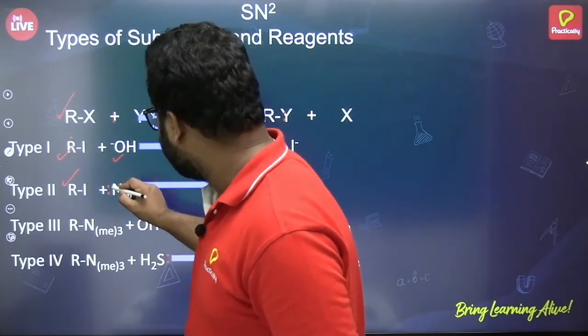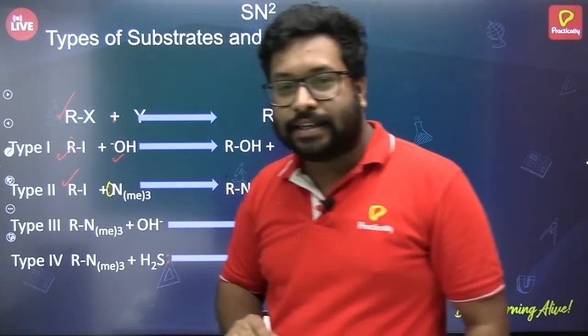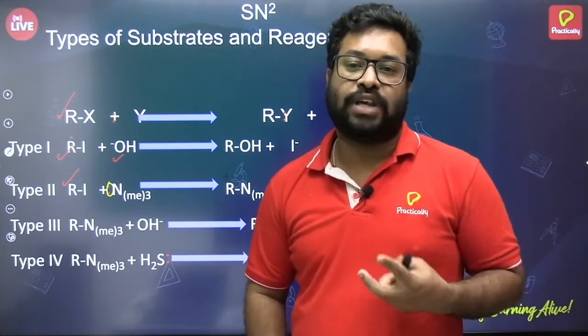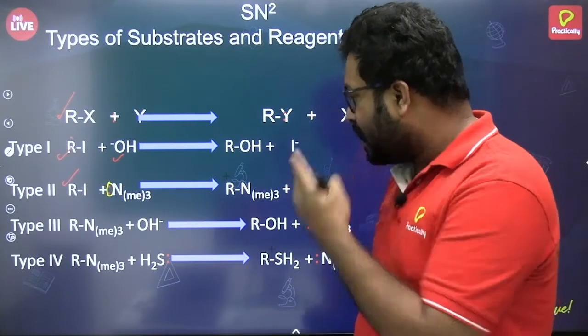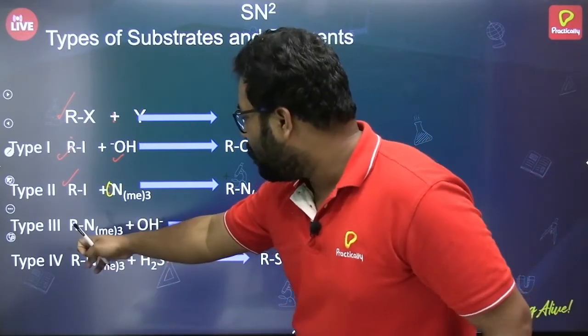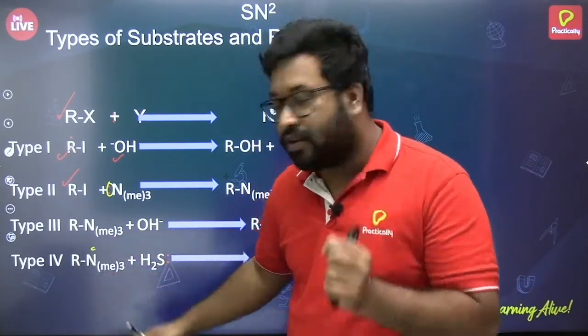Your nucleophile is having negative charge. That's the difference. That's the second type of SN2 reaction. Then we have a third type of SN2 reaction. What is that? Where you have your substrate neutral.